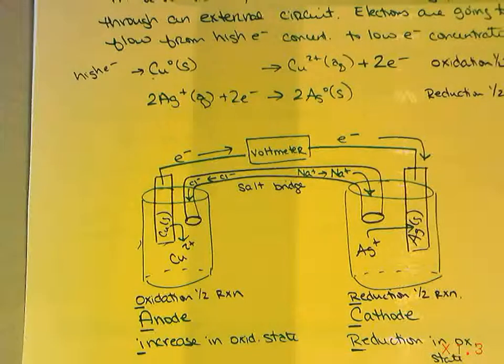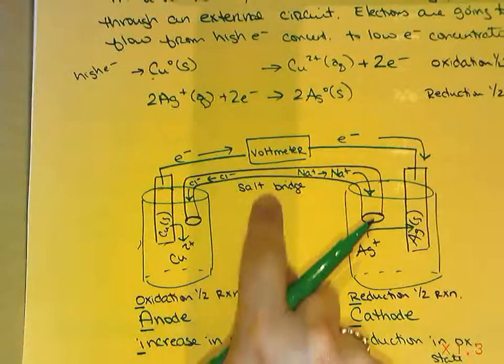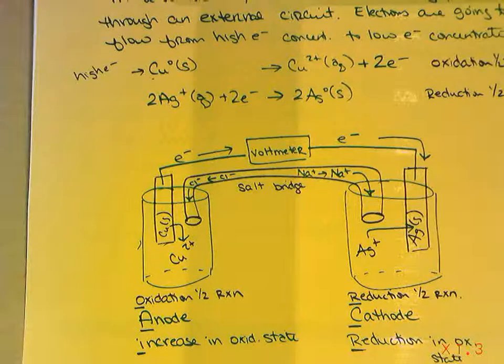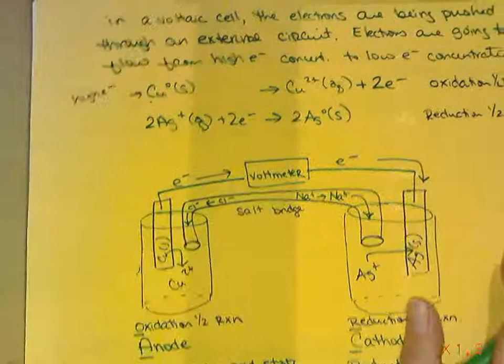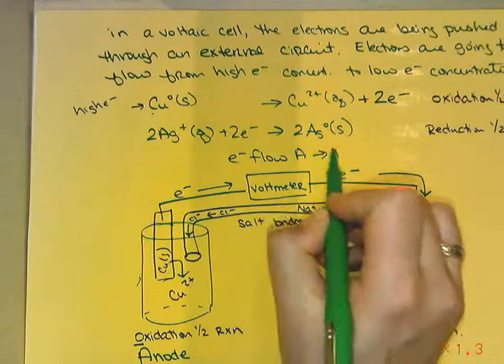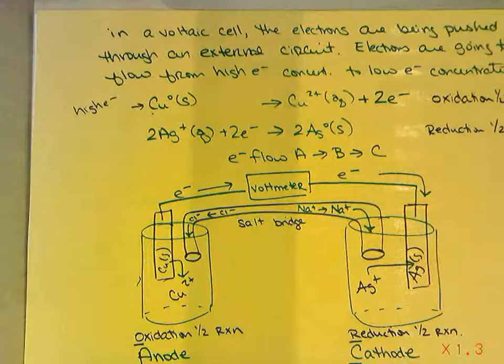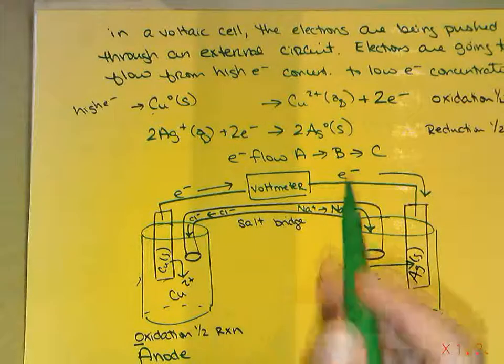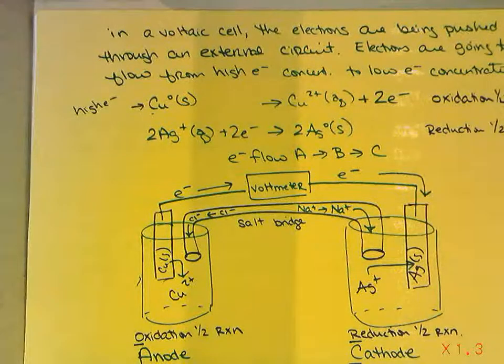And electrons always flow A to B to C. They always flow anode through the bridge to the cathode. So every time you sketch these, electrons always start off the anode, they go through a bridge, they end up at the cathode. So A to B to C. And A is your other vowel, so it has to be the oxidation. Look how easy that is. Makes sense.